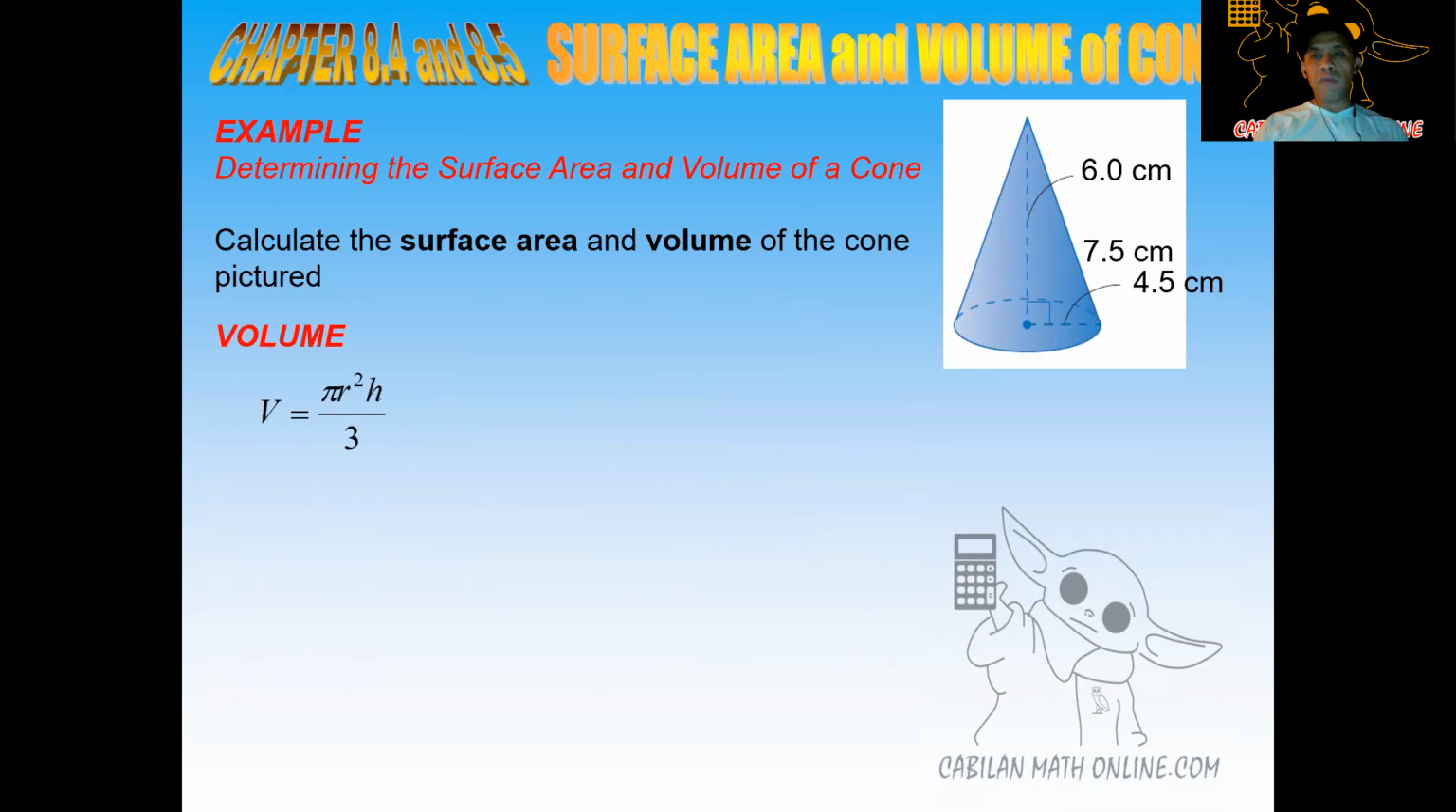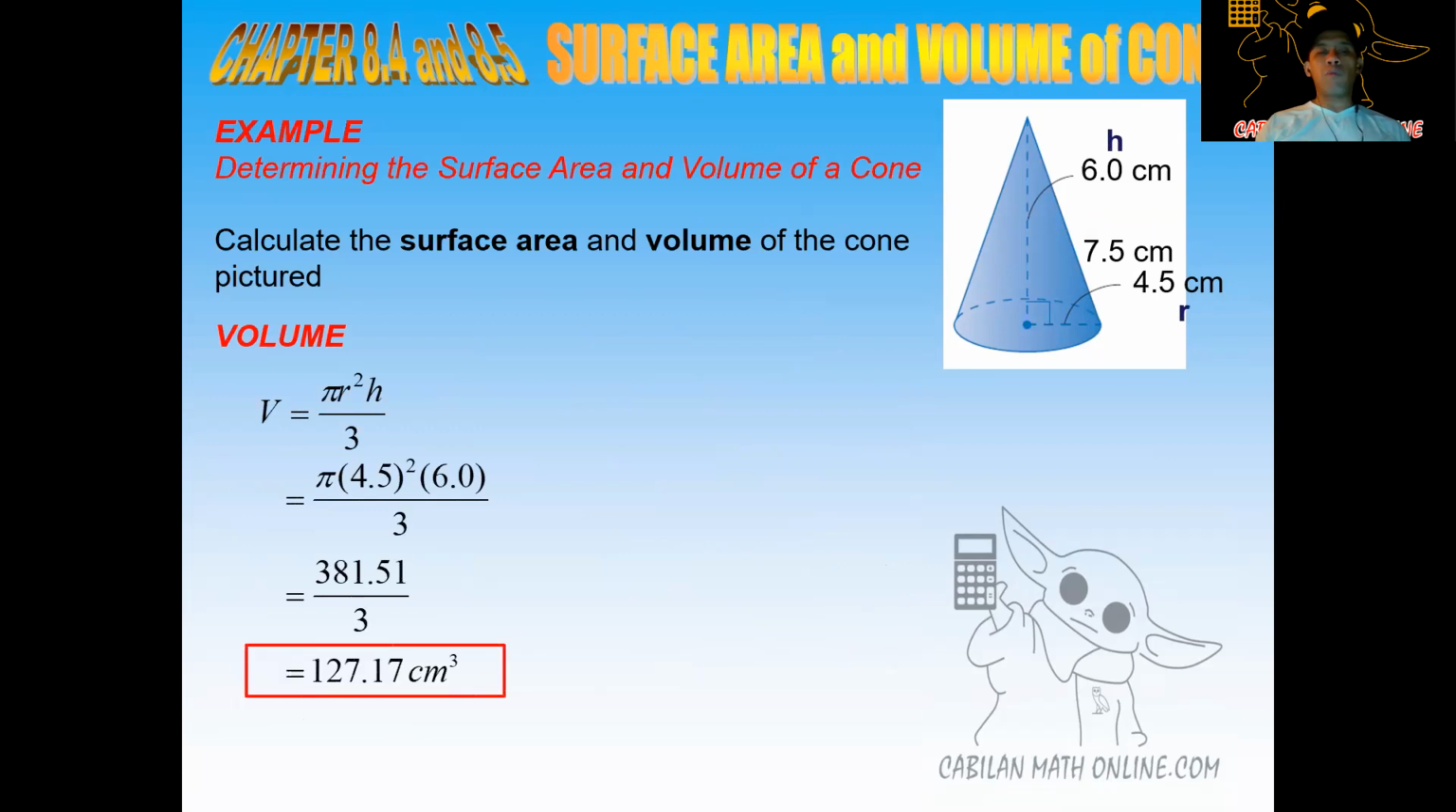So the radius, as I said before, is a 4.5. And the height here, again, is the height that's inside the cone. So if you take a look at your formula sheet, you can see that right away. And when you put the h there, that will be 6.0. And when you simplify that, that should give me 127.17 cubic centimeters.